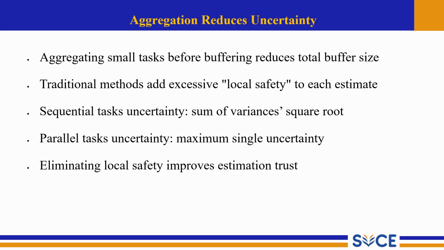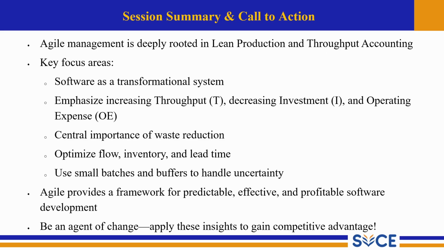Next one is sequential task uncertainty: the square root of the sum of variances. That is, delays in one task cause more delays in other tasks and in overall progress. And next one, parallel task uncertainty: the maximum single uncertainty. In other words, uncertainty in parallel work is determined by the most difficult task. In the next slide, we will see the overall summary and call to action.